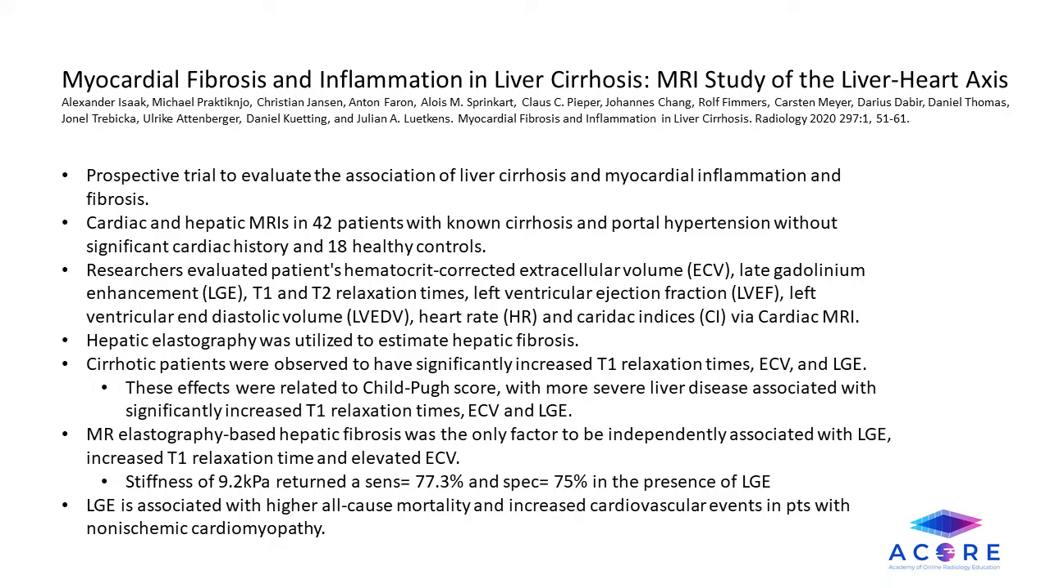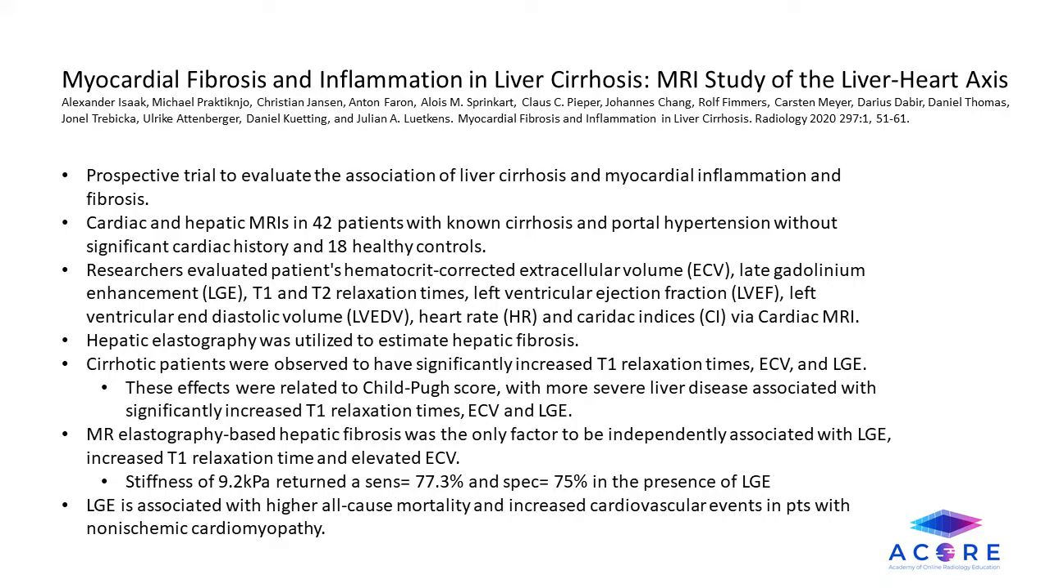Myocardial T1 and T2 relaxation times were obtained via cardiac mapping, and hematocrit-corrected extracellular volume, otherwise known as ECV, was determined using pre- and post-contrast T1 images. Late gadolinium enhancement, referred to hereafter as LGE, was assessed qualitatively by consensus agreement between 2 different radiologists. Hepatic images were evaluated by 1 radiologist blinded to the cardiac findings. T1 and T2 relaxation times and ECV of the liver were obtained. Liver stiffness was estimated using hepatic elastography.